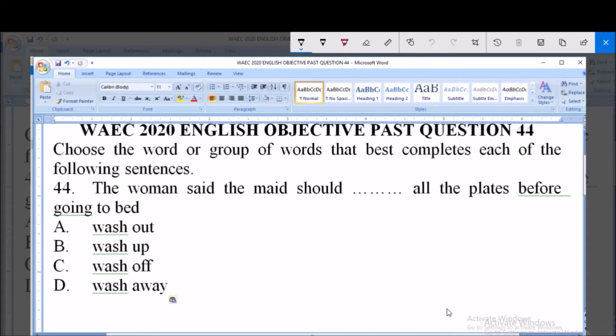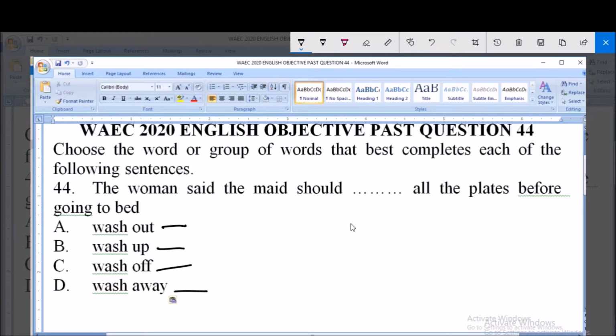2020 English Objective Past question number 44. The instruction here says choose the word or phrase or group of words that best completes the following sentence. The sentence says: The woman said the maid should dash all the plates before going to bed. Option A, wash out; B, wash up; C, wash off; D, wash away.